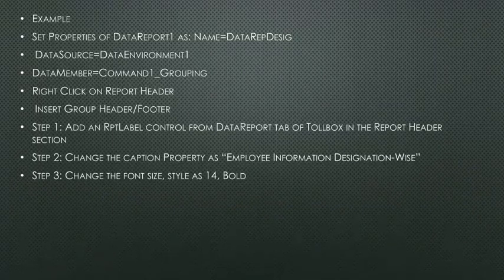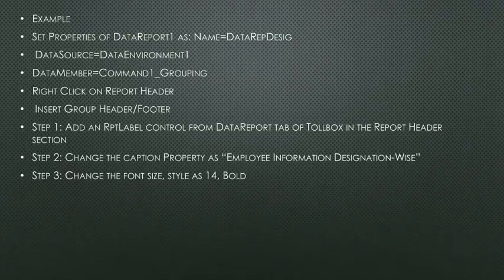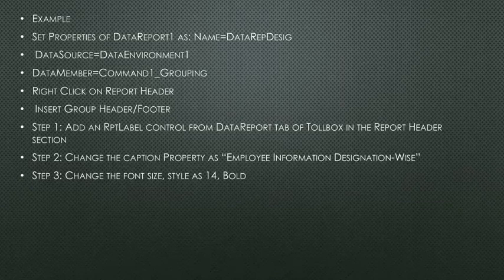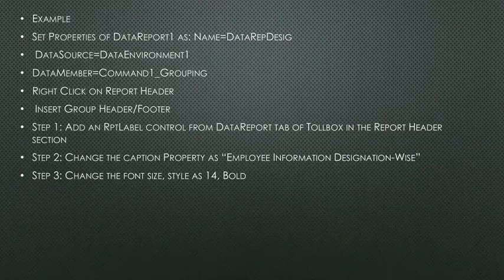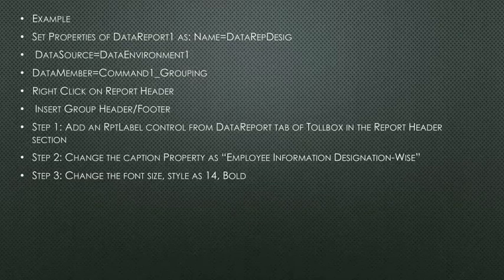For example, if we set the properties of data report 1 as name equal to data rep design, data source equal to data environment 1, data member equal to command 1 grouping, and then right click on report header, insert the group headers and footers. Step 1 is to add an RPT label control from the data report tab of the toolbox in the report header section. Second step is to change the caption property to employee information designation wise. Third step is to change the font size to 14 with bold.